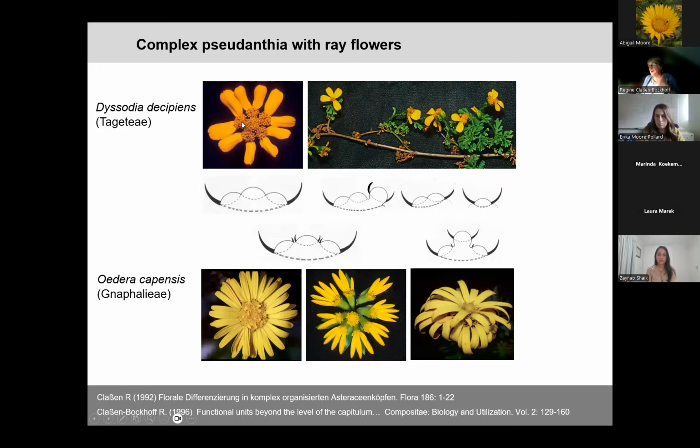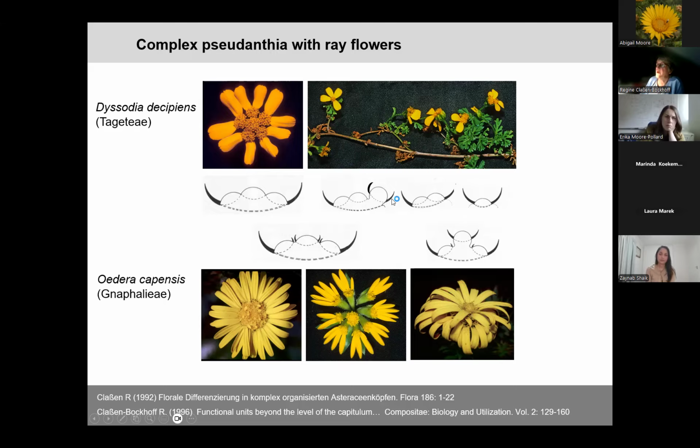There are only 2 genera known with complex pseudanthia with ray flowers. This is the Mexican Dyssodia decipiens and the South African Oedera capensis. Both are botryoids with terminal capitulum and lateral capitula, and only these have ray flowers. This is artificially separated to show the organization of this pseudanthium. In Oedera, we found one blossom with an elevated terminal capitulum, and interestingly, this terminal capitulum forms 13 ray flowers.